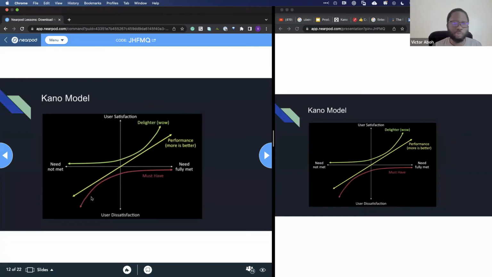So that's something that we should be building in based off of the industry that we're in. We should know what customers expect, and we should definitely have those as things that we will be providing. And then finally, are the delighters.